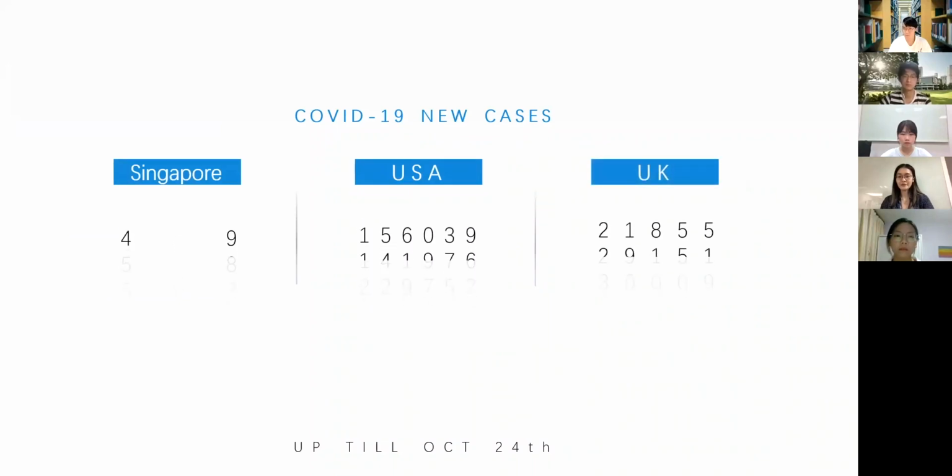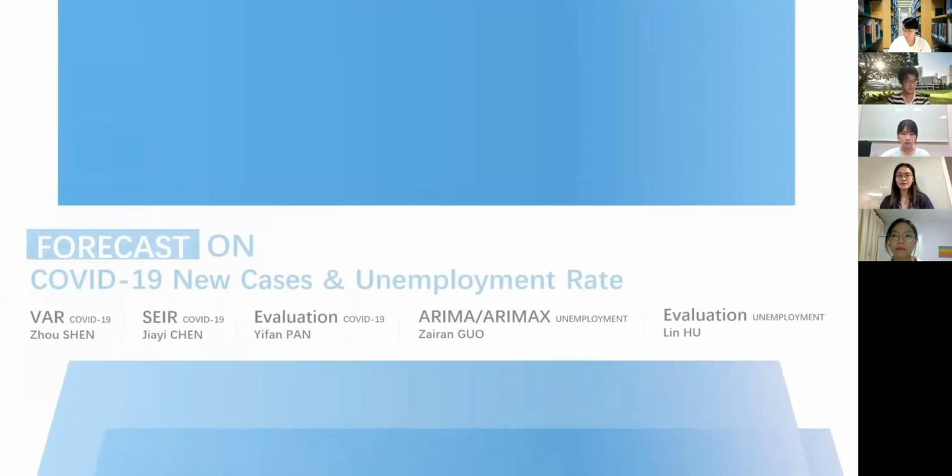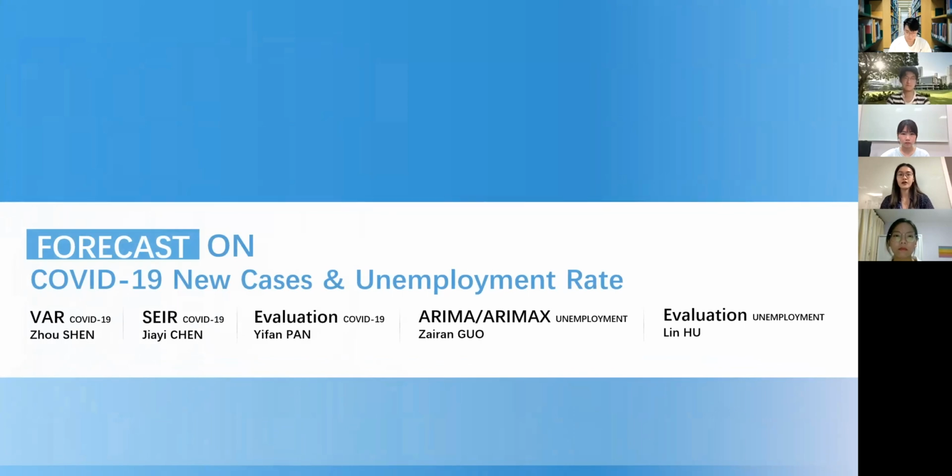COVID-19 is a pandemic which has 245 million cases and caused about 5 million deaths around the world. Rather than a health issue, many countries have experienced economic recession because of it. In our project, we aim to achieve higher predictive performance on COVID-19 new cases and unemployment rates by including and modifying existing models.